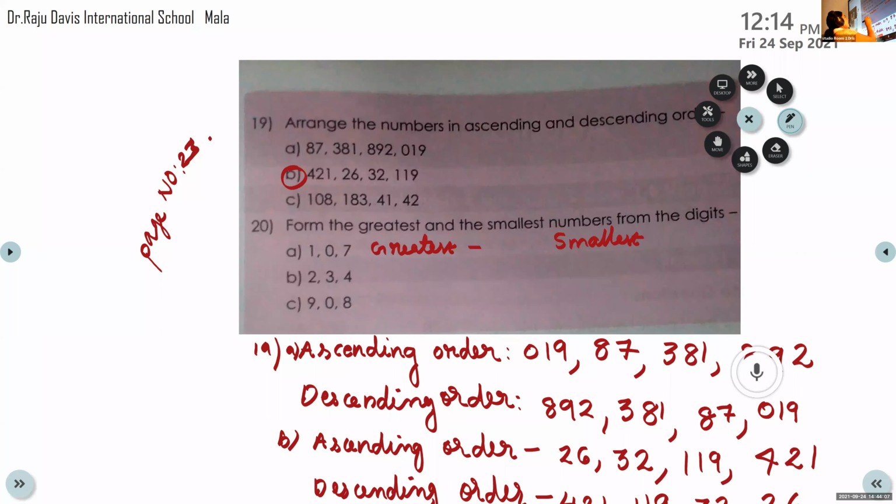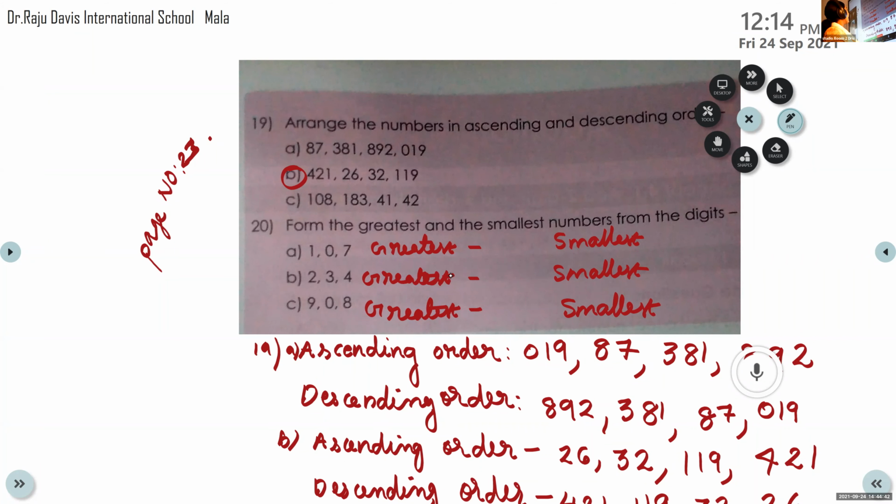Smallest. Greatest. Are they not completed? Greatest spelling. In the question itself, the spelling is there, my dear. Greatest, smallest.